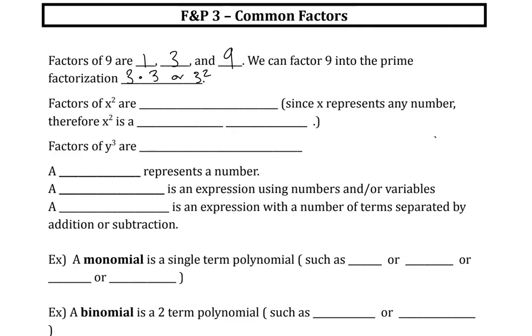So similarly, we can do this with variables too. So the factors of x squared are x times x. You're noticing that I'm using a dot for multiplication. I'll try to be consistent with that, or brackets. And since x represents any number, therefore x squared is a perfect square because it's the same number multiplied by itself. The factors of y to the power of 3 are y times y times y.